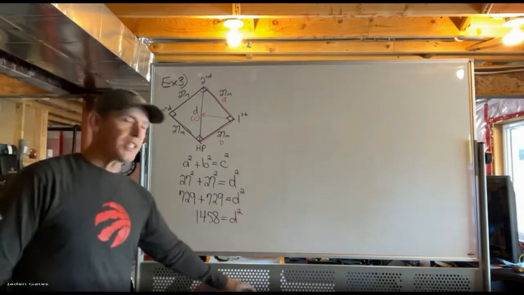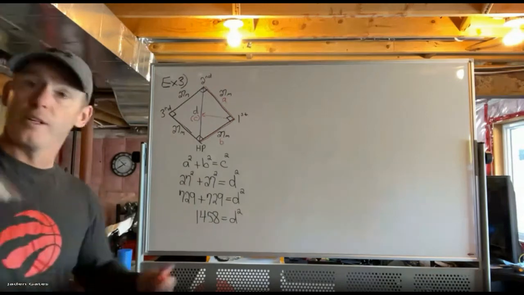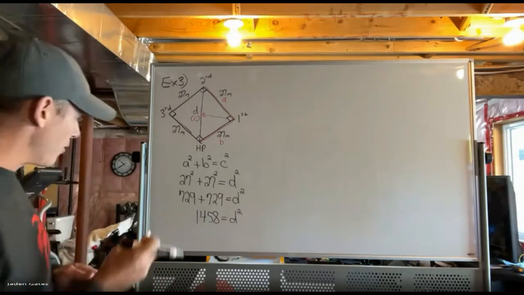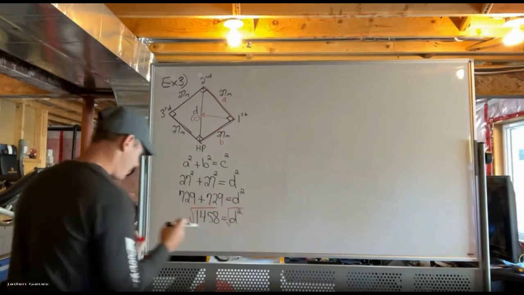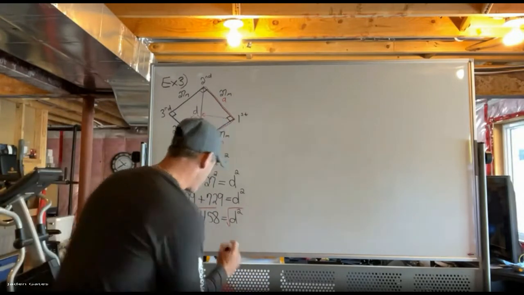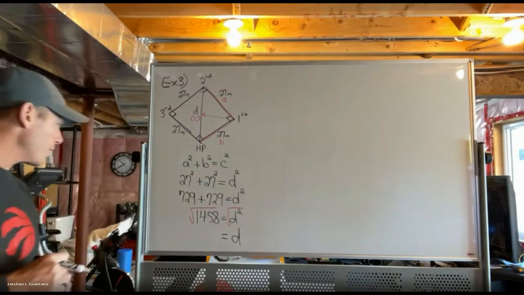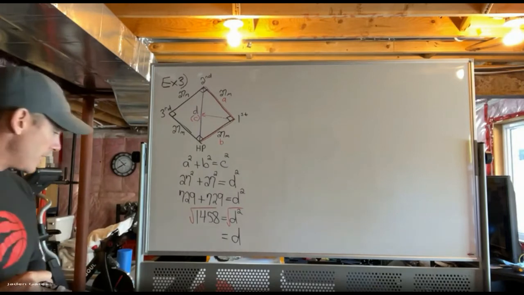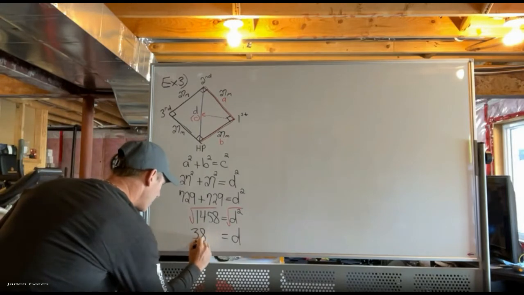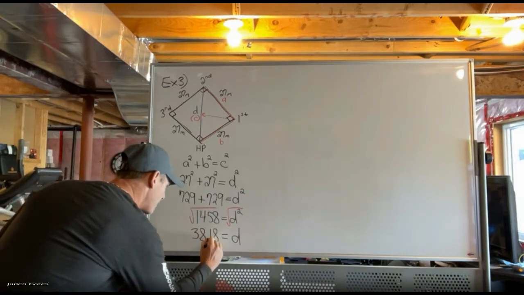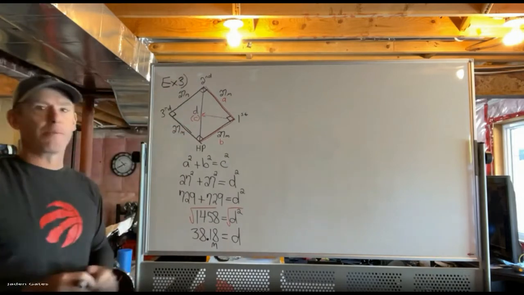And again, we want d because that's our distance, right? So I've got to get rid of the little 2. Last step, it seems like, in all of this Pythagorean theorem, is take the square root of both sides. And so the distance is the square root of 1458. And I figure that out to be 38.18 meters is the distance from home plate to second base.